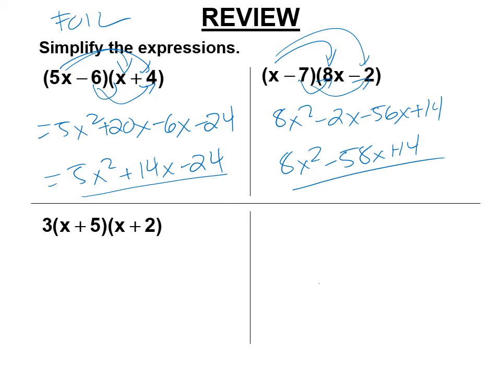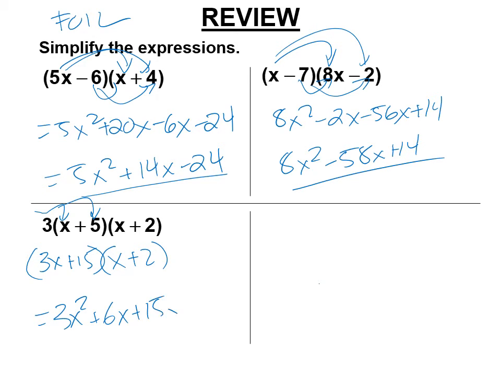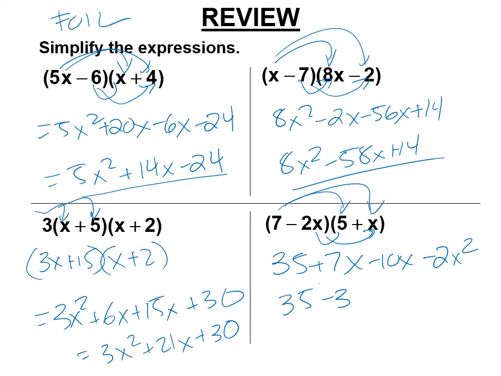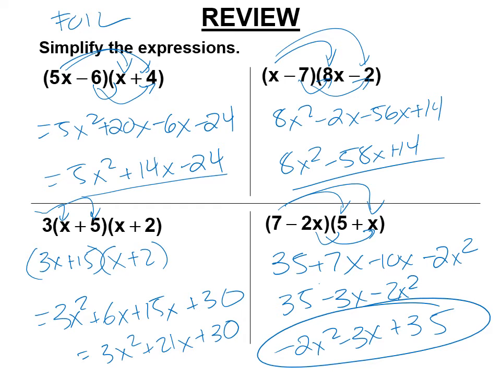Right, you can multiply these in any order you want. Right, 3x plus 15, then you multiply that times x plus 2. 3x squared plus 6x plus 15x, I'm doing FOIL, plus 30 equals 3x squared plus 21x plus 30. This is backwards intentionally, so 35 plus 7x minus 10x minus 2x squared for the last. 35 minus 3x minus 2x squared. That is not in descending order of the exponents of x, so let's turn it around. Plus 35, right? Because it was 35, and that is the answer.